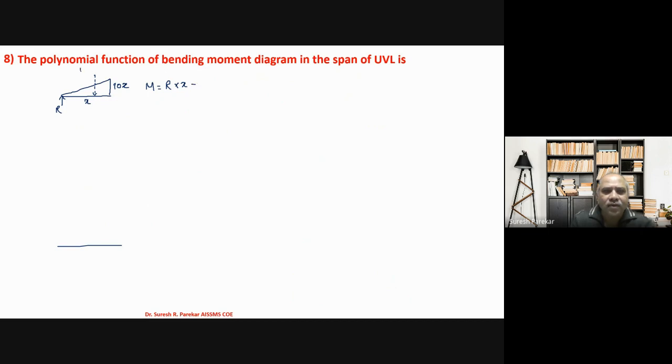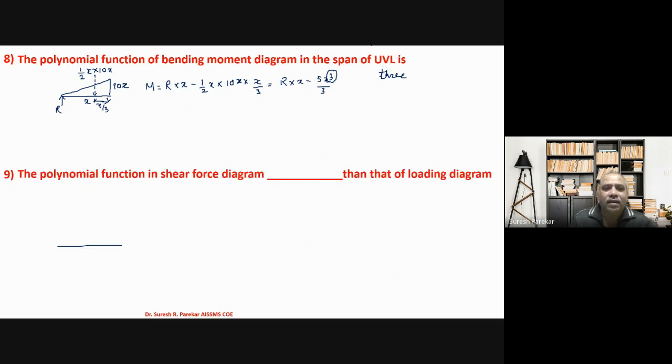Now we have this value, one half base into height, and this will act at a distance x by 3. Then what do we get? Minus one half x into 10x into x by 3, and from this we get R into x minus 5x cube by 3. So what is the maximum power in this equation? It is 3. So try to understand, try to frame the equations, then we can find the polynomial function.